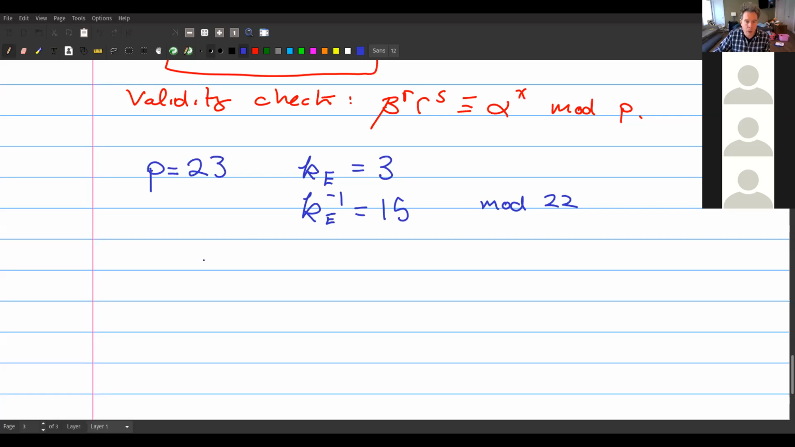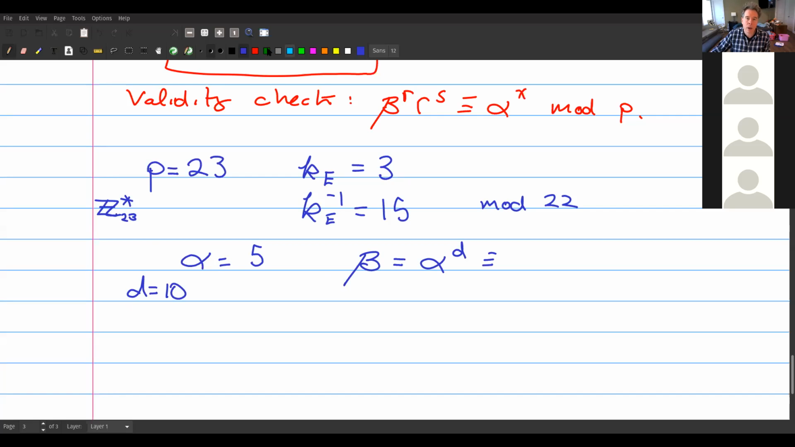Oh, I have to pick some more parameters. So alpha is supposed to be a generator of Z23 star. If you try a couple of values, you can quickly find that 5 works. And once you decide that alpha is 5, then you can figure out beta, because beta is alpha to the d. And oh, I haven't picked d yet. Let's just say d is equal to 10.